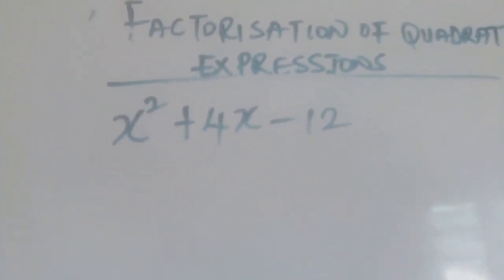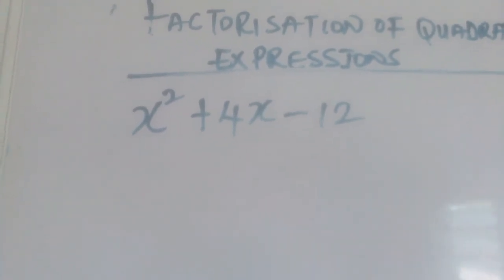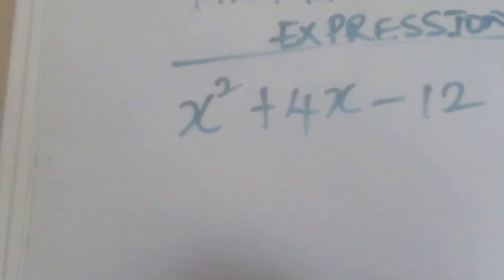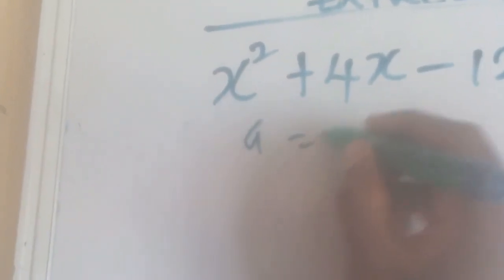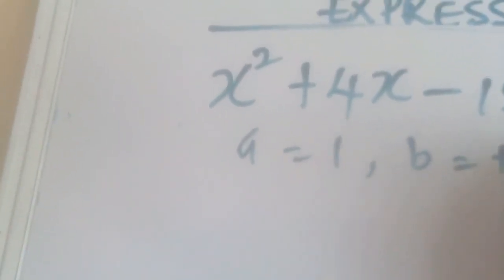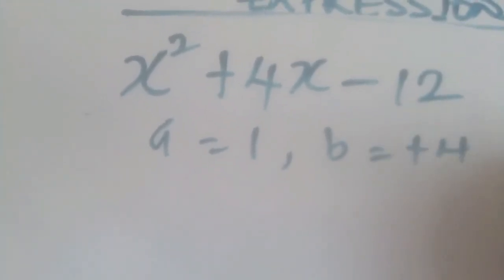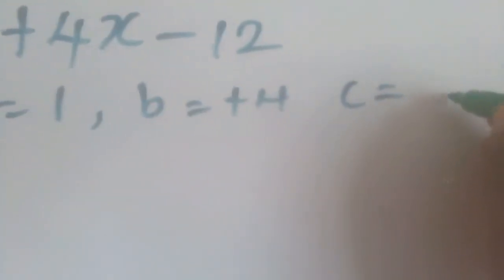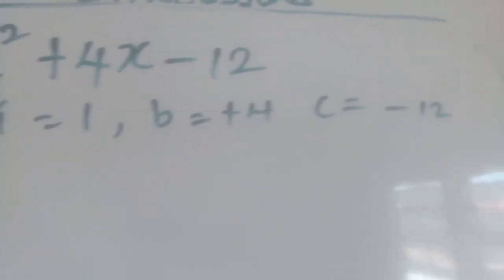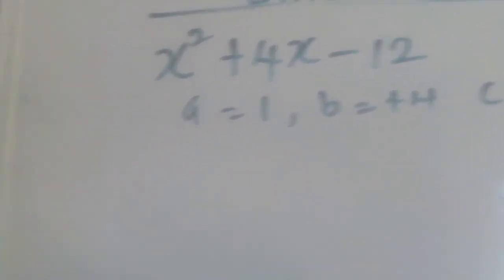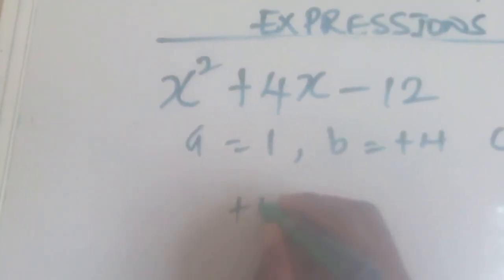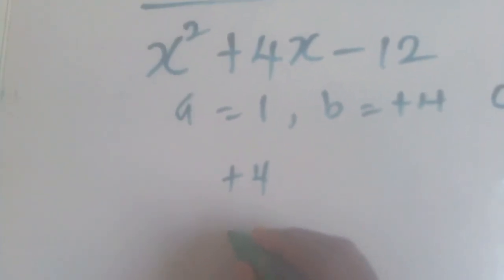In this example, we have x squared plus 4x minus 12. So similarly, we still list out the coefficients. We have a to be 1, and we have b to be plus 4, and we have c, which is a constant number, to be minus 12. So this is what we have as the coefficients. So similarly, we are still going to bring our numbers plus 4 and minus 12.